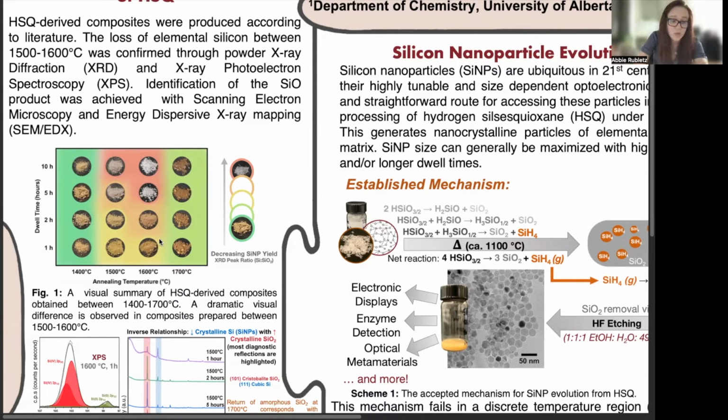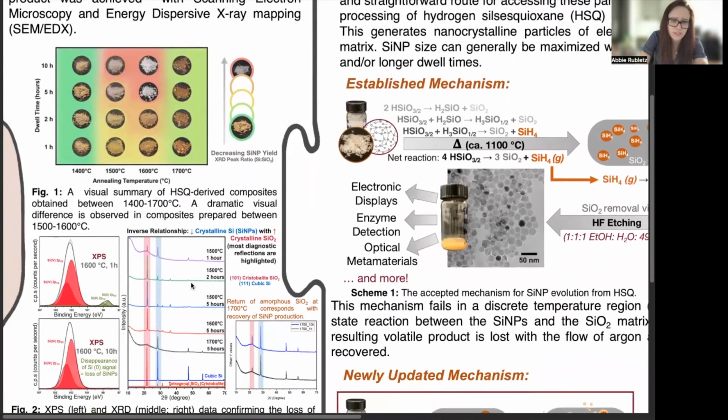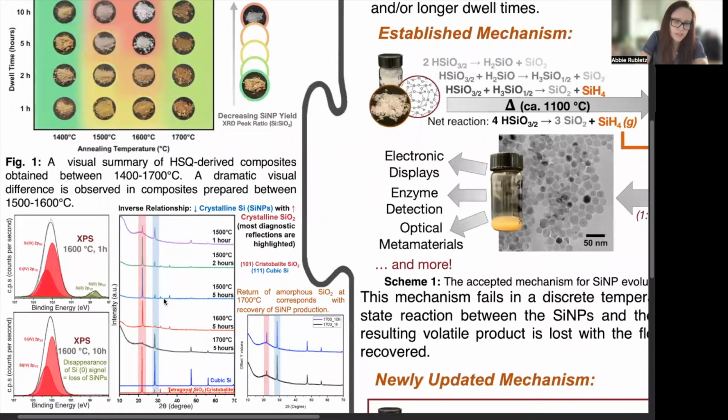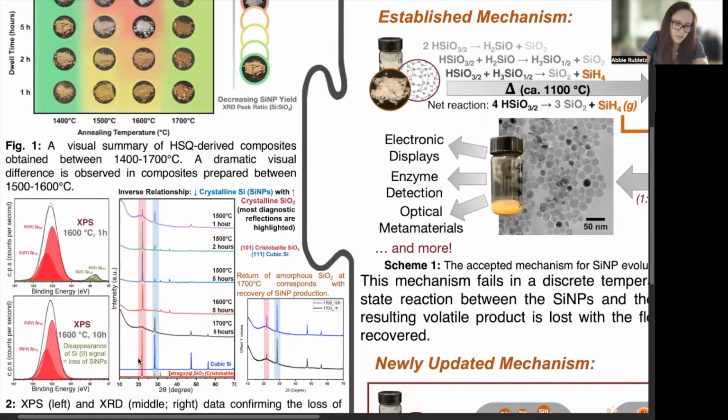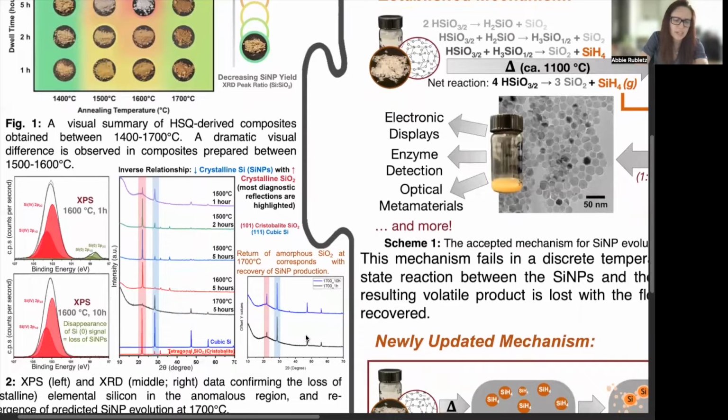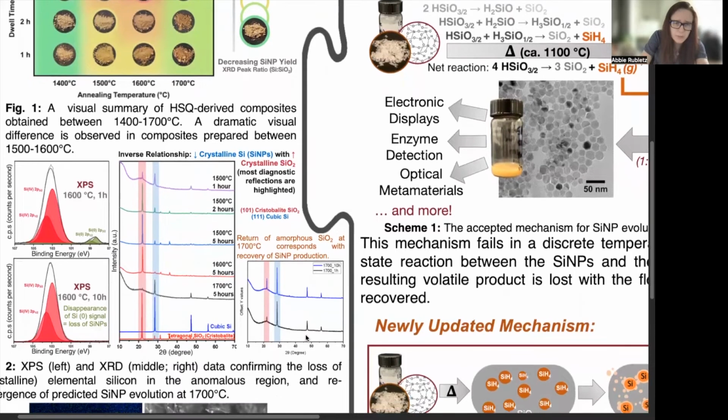Powder X-ray diffraction, or XRD, analysis of these composites revealed an inverse relationship between the amount of crystalline silicon, our silicon nanoparticles, and crystalline silica, the matrix. In other words, silicon loss is maximized with the highest degree of silica matrix crystallinity. Softening of the matrix at 1700 and unpredictable cooling at this point are then thought to account for the reemergence of trends above this anomalous region, but this is yet to be fully established.